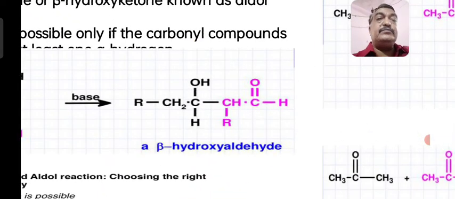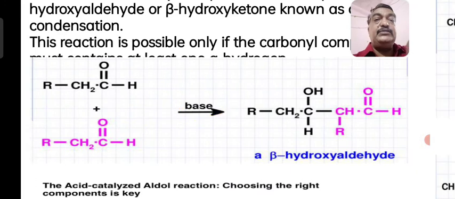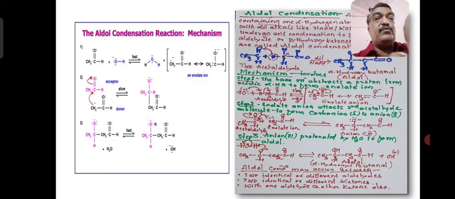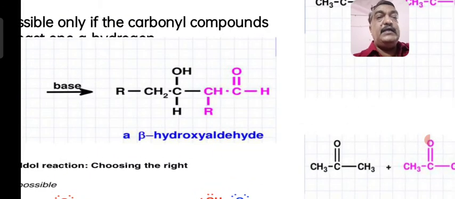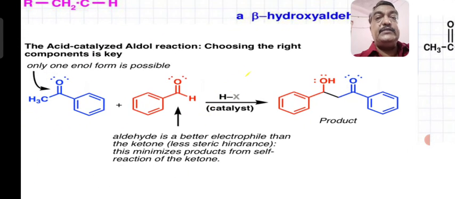Let me give you this again. RCH2 C double bond O H is an aldehyde. When these are treated in the presence of a base, the combination takes place and one of the carbonyl groups becomes OH and the other carbonyl group remains as it is. So this is what we call the alpha beta hydroxy aldehyde.